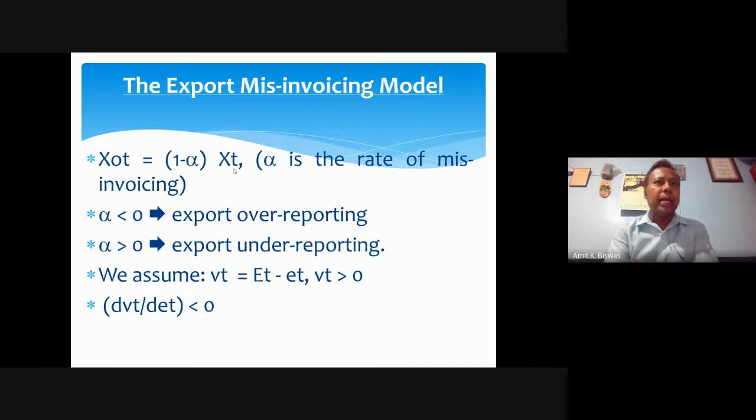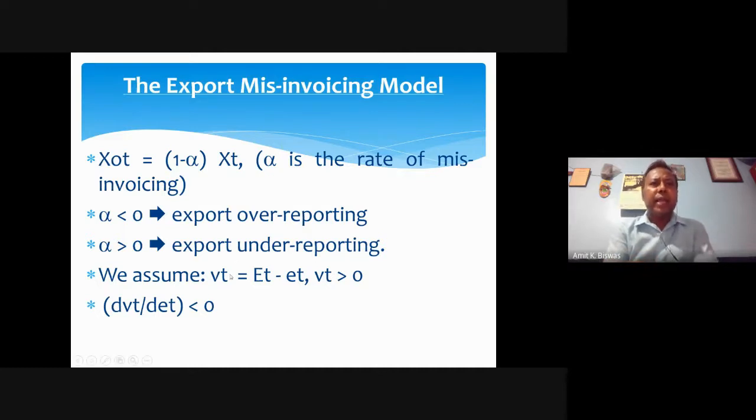And how do we relate it? We write it XOT equal to (1 minus alpha) XT. Alpha could take any value. If alpha is less than 0, that might be overreport. If alpha is greater than 0, that in our case is underreport. You can easily change the signs of these symbols. It does not make much change to the model that we are trying to build.